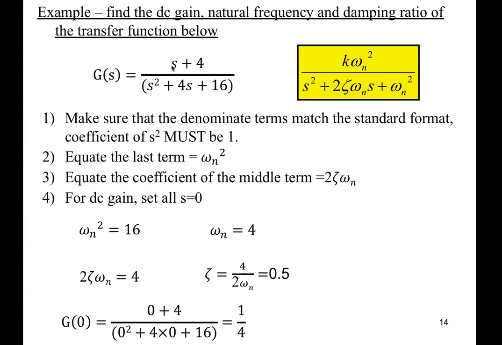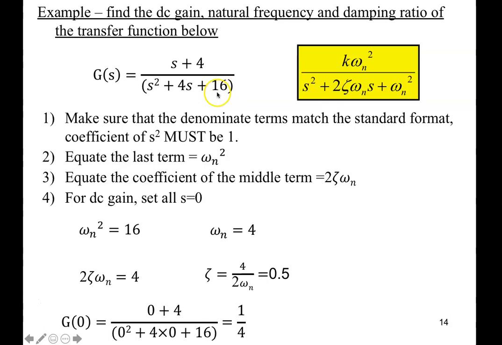To determine whether a transfer function of a second order system is in the standard format, you use the denominator terms. And once that's in the standard format, the DC gain is easy to find. You just set all the s's to 0. So s equals 0, s equals 0, s equals 0, giving 4 over 16. That will give you 1 over 4, the DC gain. So the DC gain is actually very easy to find.